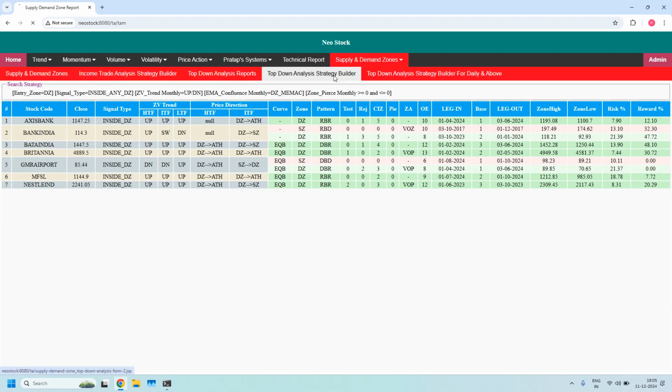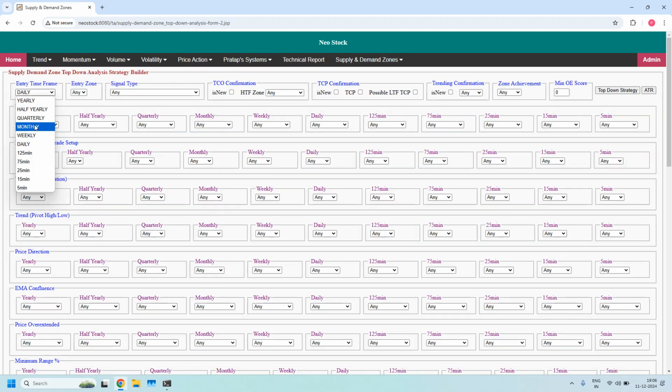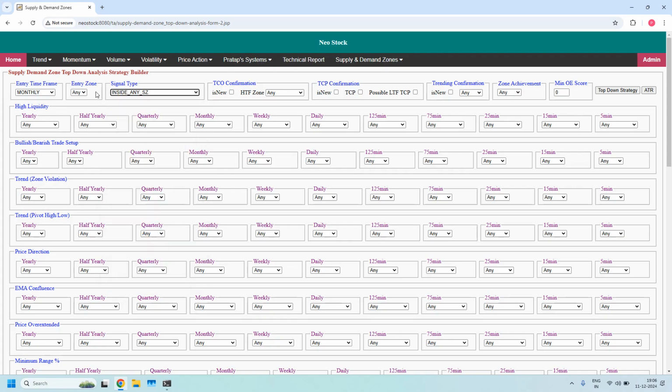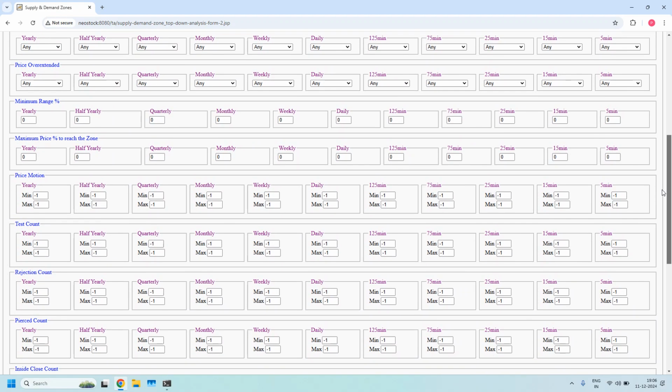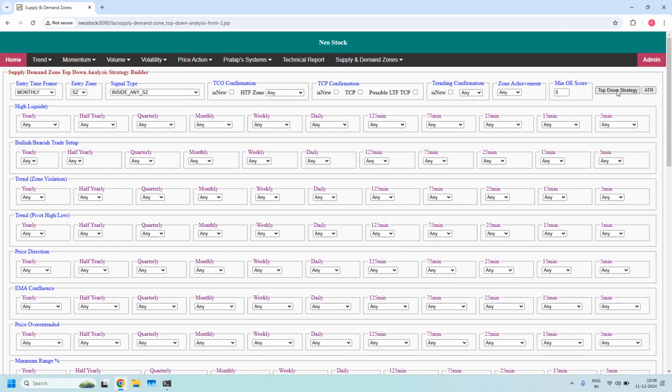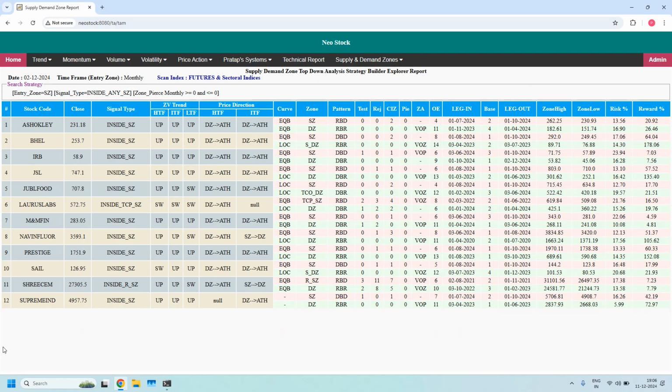Okay, next. Monthly time frame, price closed inside monthly supply zone. These monthly supply zones should not be pierced. So in the pierced count at monthly time frame, minimum value 0, maximum value 0. That means monthly supply zones are not pierced. 12 stocks are filtered.